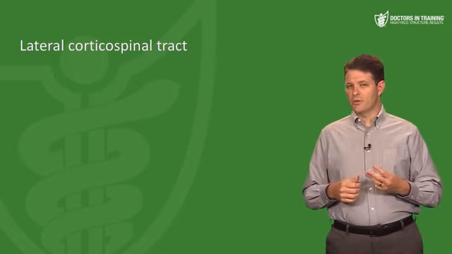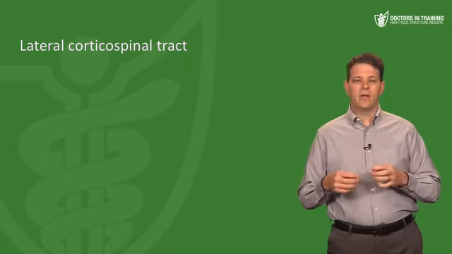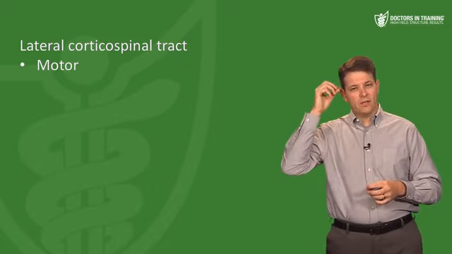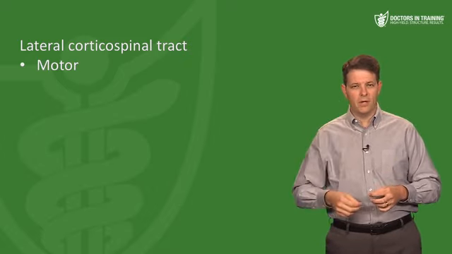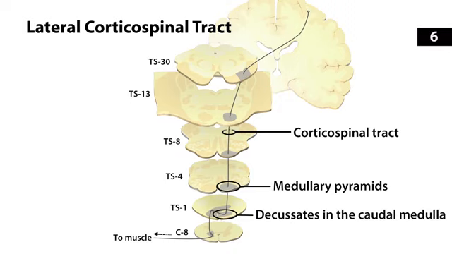Then our third spinal tract, for now, is the lateral corticospinal tract. So this is carrying motor information from the cortex to the spinal cord. It's corticospinal. From the motor cortex, the signal comes down through the internal capsule, through the brainstem into the medullary pyramids, and there it decussates in the caudal medulla. And then that goes down into the spinal cord.